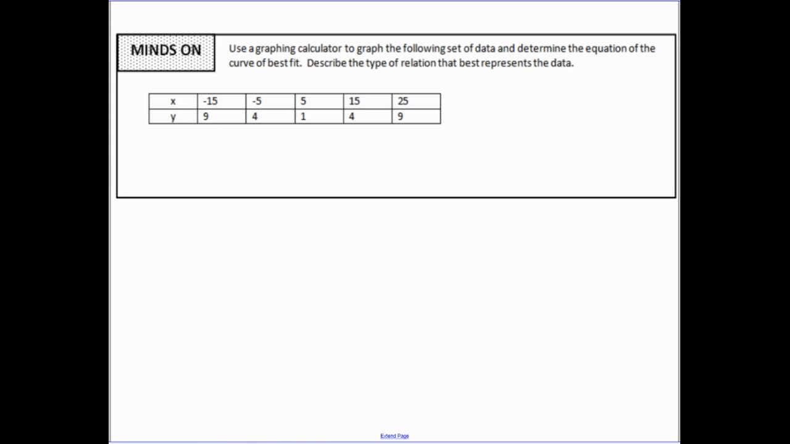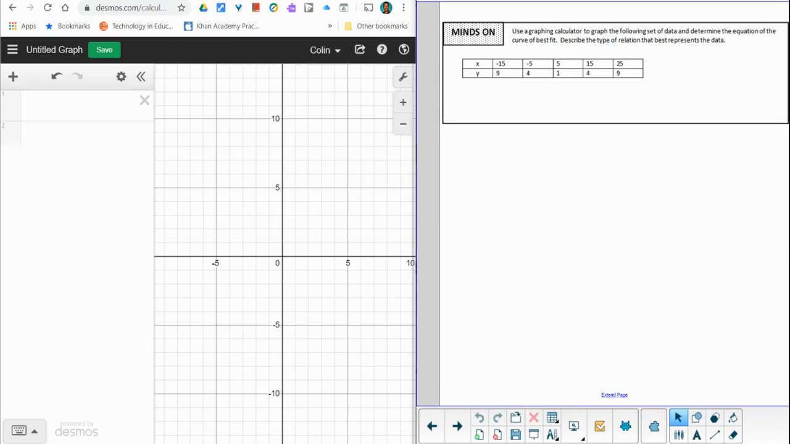If we look back at what our last lesson asked us to do, it was to graph data using a graphing calculator, and here we have another example, and then we can determine the equation of the line of best fit. So let's go to our graphing calculator. We want to take this table of values and put them in here. Remember how to do that: we press on this plus sign, pick a table, and then we put in these numbers.